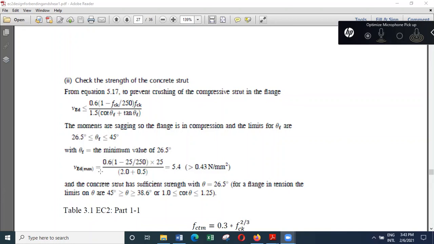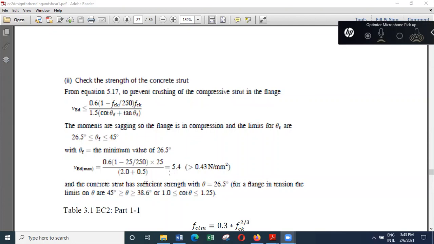So once you substitute, you can see the crushing strength of concrete due to shear is about 5.4 newtons per millimeter squared. And generally we know the crushing strength of concrete in shear is around 5 newtons per millimeter squared. So we are getting 5.4 in this particular case, which is okay.